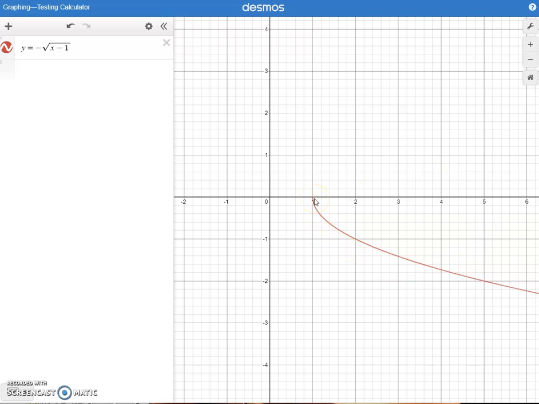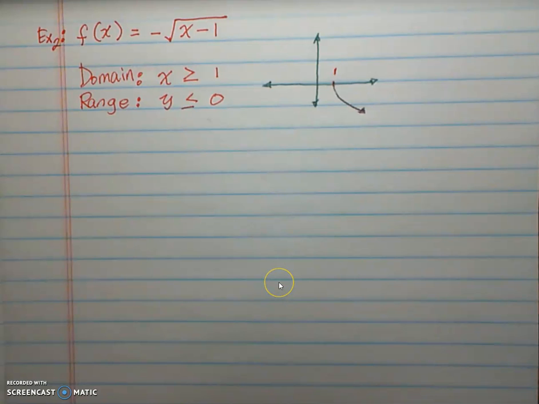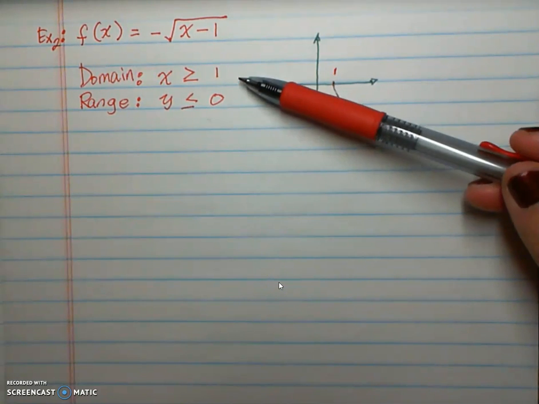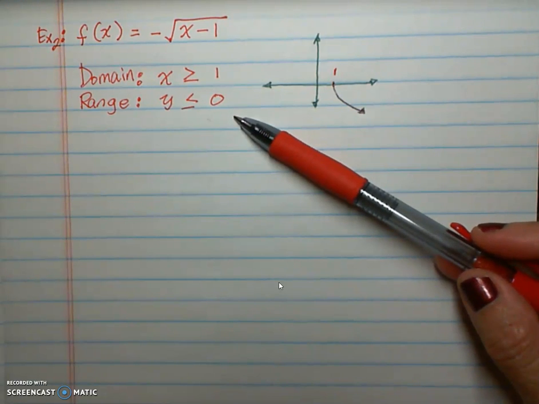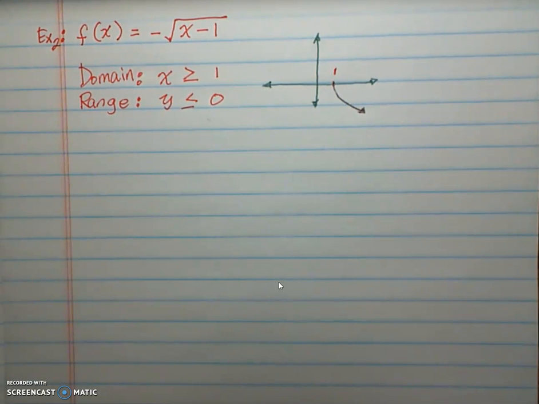Now let's look at our range. Range are all the y values and it starts with the 0 and goes down. So therefore, your range are all the y values that are less than or equal to 0. Less than or equal because it goes down. So once again, this is our domain, x greater than or equal to 1, and then our range is y less than or equal to 0. Our sketch of the graph is here.